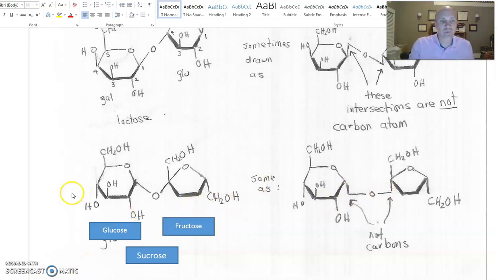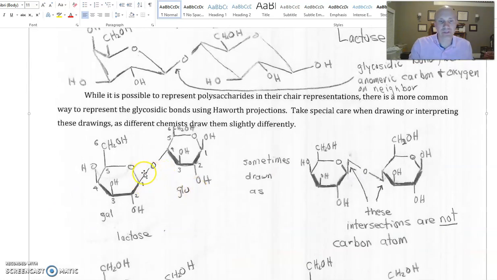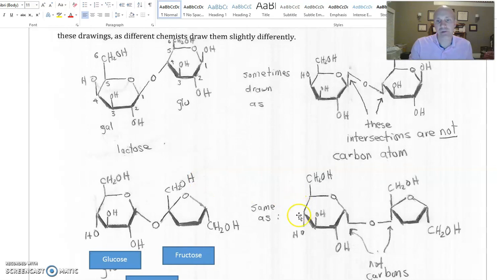One other thing I wanted to mention about sucrose: sucrose is somewhat of a unique disaccharide. The reason for that is most disaccharides involve a linkage between the anomeric carbon of one of the monosaccharides and a non-anomeric carbon of the other. Notice this carbon right here is not the anomeric carbon of glucose. This right here is the anomeric carbon of glucose, and this right here is the anomeric carbon of galactose. So this linkage is between the 4 carbon of glucose and the anomeric, or the 1 carbon, of galactose.